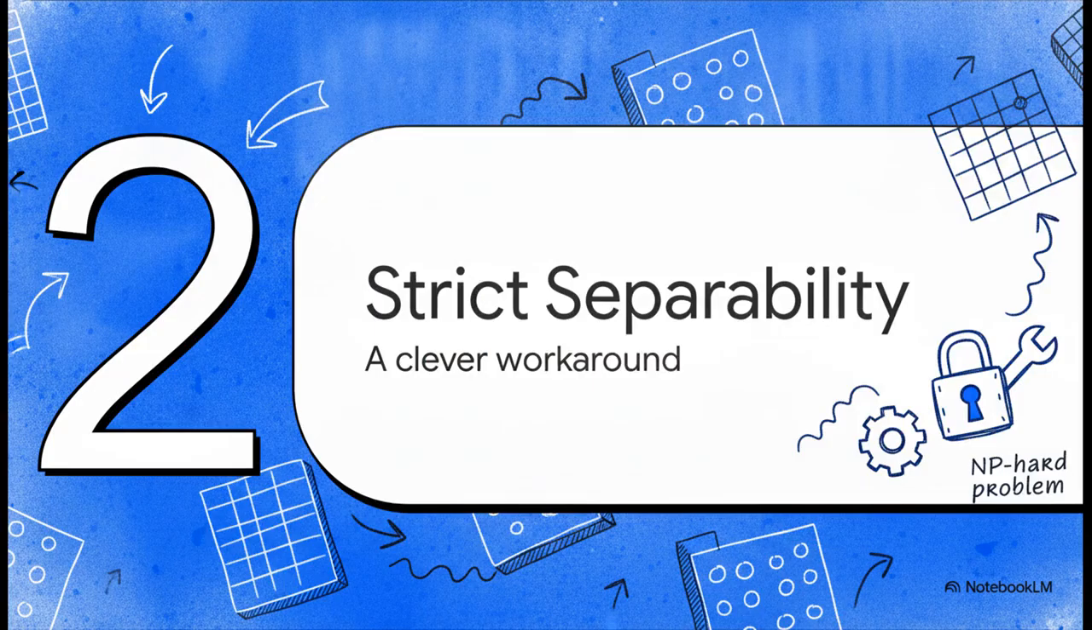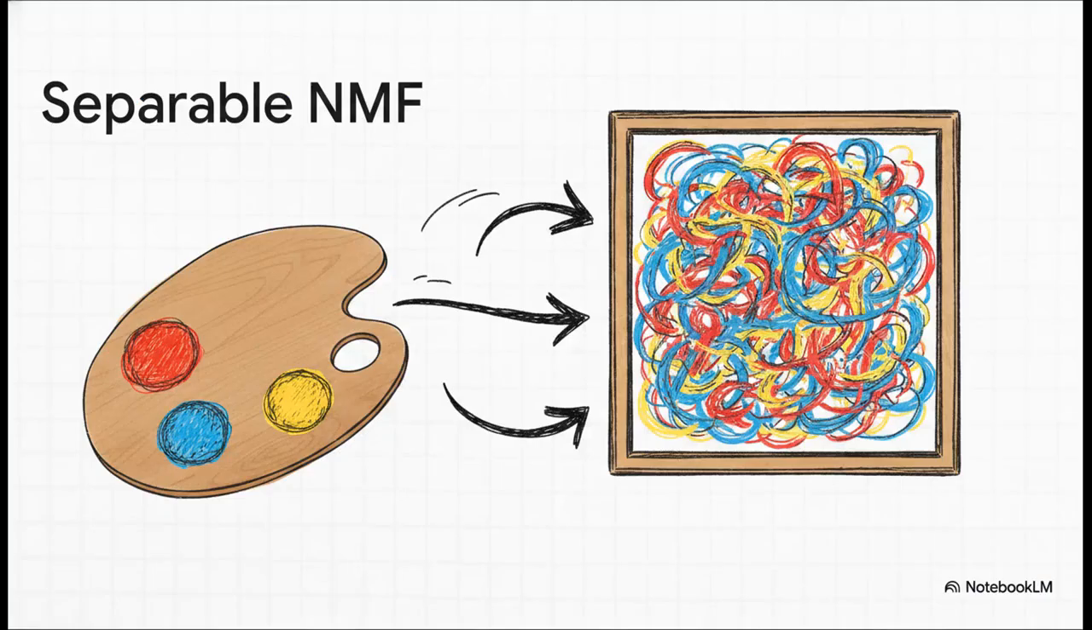To fix this, we move to section 2, the strict separability assumption. It's a clever workaround. Researchers previously introduced this workaround and called it separable NMF. This approach essentially assumes that the basic building blocks of your data actually exist as individual, pure data points right there inside the dataset itself. Think of it kind of like a painting. If you want to understand the colors in that painting, separable NMF assumes that somewhere on that canvas there's a pixel of pure unmixed red, a pixel of pure blue, and one of pure yellow.